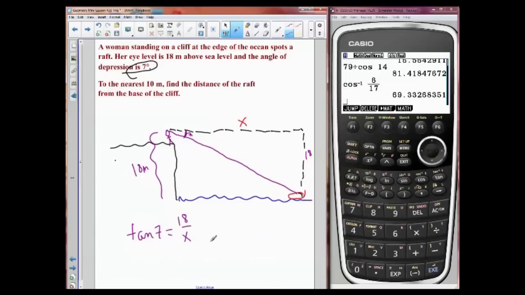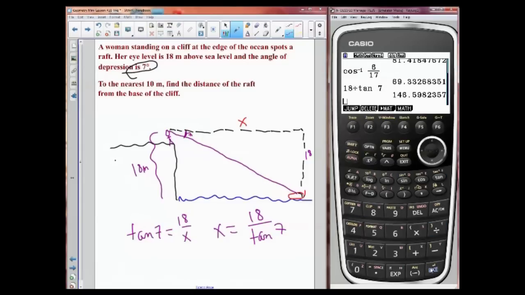Now I'm going to do the same thing we did on the previous algebra problem. We're going to basically swap places. So x is equal to 18 over tan 7. Go ahead and let's put this in the calculator. So 18 divided by tan 7 gives me 146.59 or 56 or something like that, 147 meters. Somewhere around there. So round to the nearest 10 meters. So it's going to be about 150 meters.